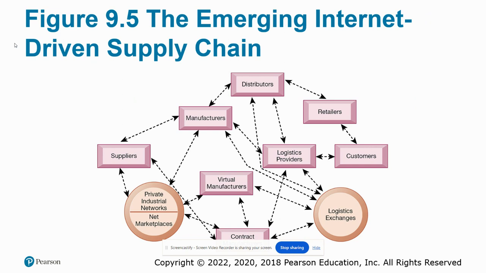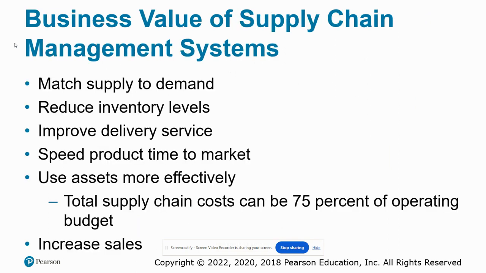The emerging internet-driven supply chain operates like a digital logistics nervous system. It provides multi-directional communication among firms, networks of firms, and e-marketplaces so that the entire network of supply chain partners can immediately adjust inventories, orders, and capacities. This slide examines the value of using supply chain management systems to businesses.